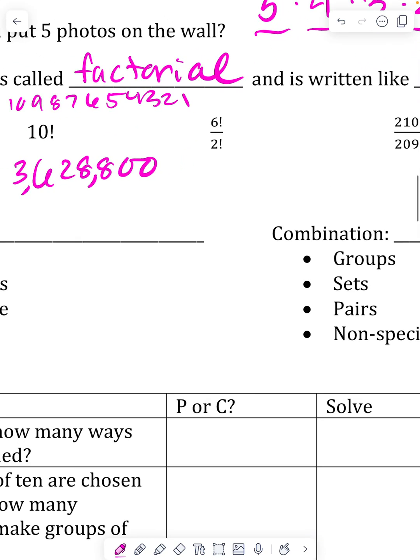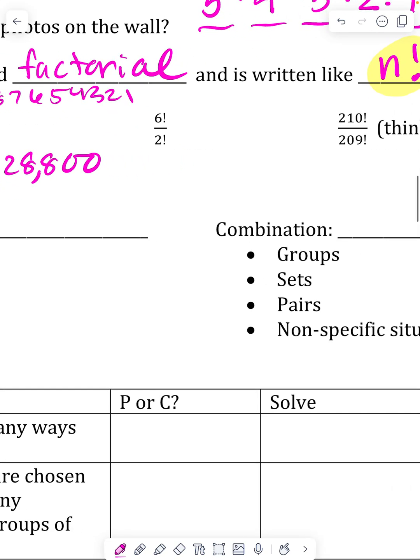Now, something like this you can do on your calculator, but also use a little bit of logic. 6 factorial would be 6, 5, 4, 3, 2, 1. Keep that in mind. And 2 factorial would be 2 and 1. So these would actually cancel, and your answer is going to be the same as 6 times 5 times 4 times 3, and that's 360. Or if I went to my calculator and did 6 factorial divided by 2 factorial, I'm going to get 360.